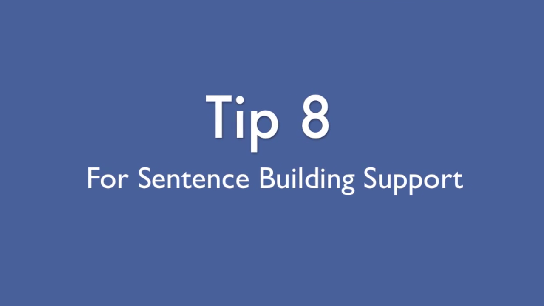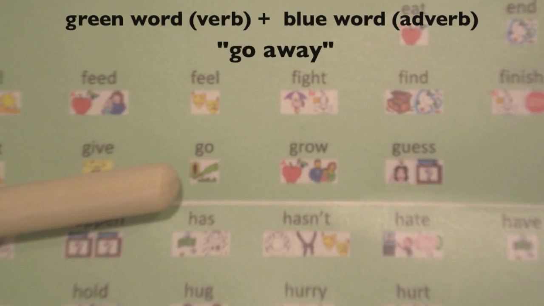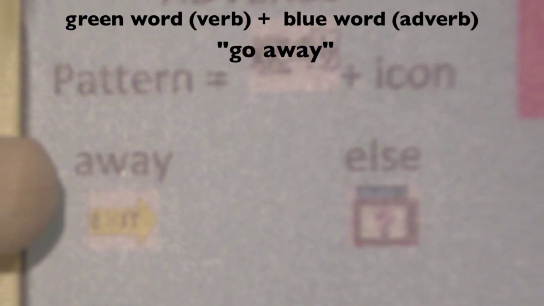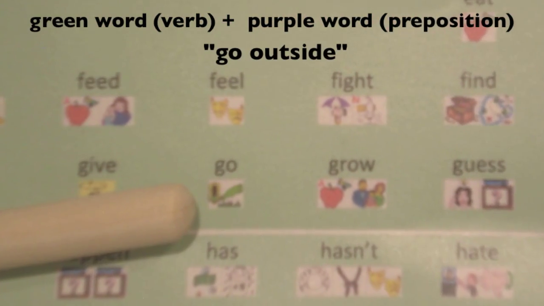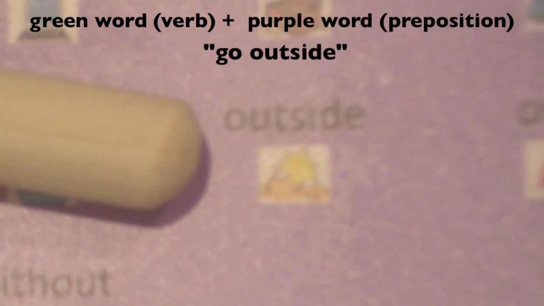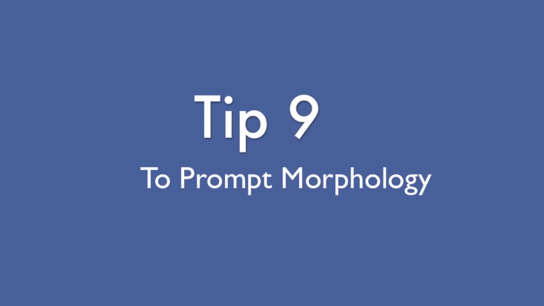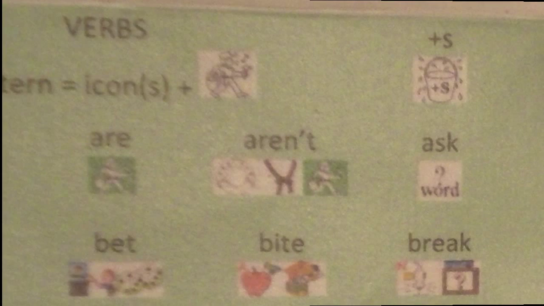Use a natural aided language board as a sentence building tool. Have the student practice multiple word utterances using words from the different colored word groups. Use a natural aided language board to prompt morphology, such as verb endings.